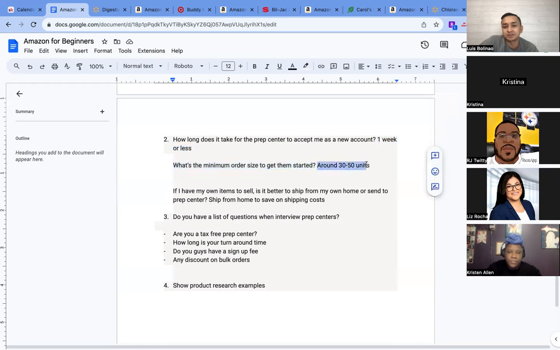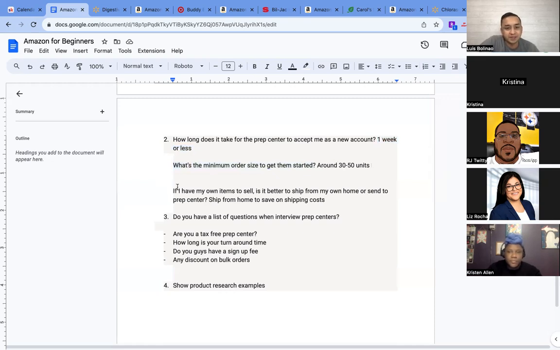And that's because these prep centers, they usually receive your products, right? And then they put your products in one big box. They pack and prep it and they ship it. So this one big box is usually around 30 to 50 pieces of inventory.